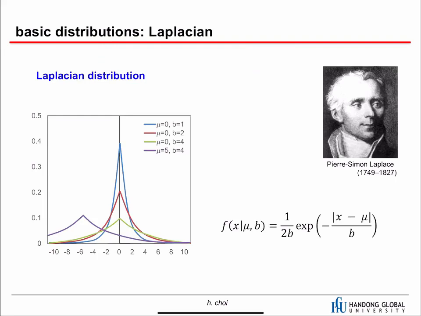Okay, and the next one is the Laplacian distribution. We're probably going to talk about this Laplacian distribution a couple of times, compared to the Gaussian distribution. The Gaussian distribution looks like this. And compared to the Gaussian distribution, the Laplacian distribution is sharper, more peaked around this mean vector.